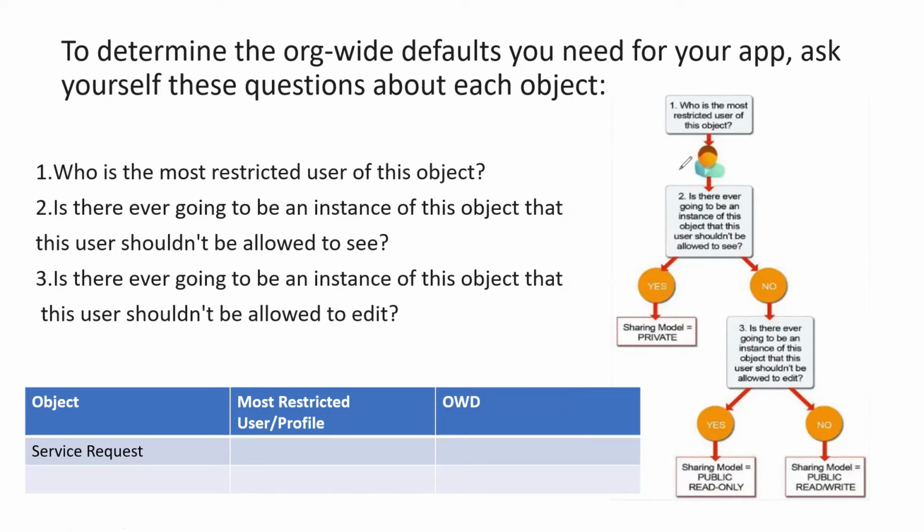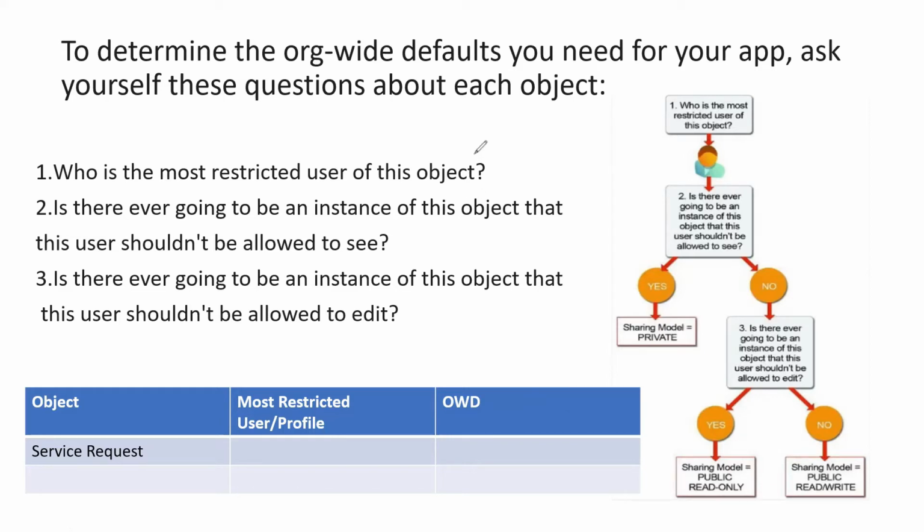Let's do the process of identifying whether the OWD for our service request object is private, or whether it should be public read only, or public read write. So let's understand this process. In order to understand this process, Salesforce has given us a couple of questions. If you can go through all these questions and answer them, that is where you will be able to come up with the OWD that you have to set for an object.